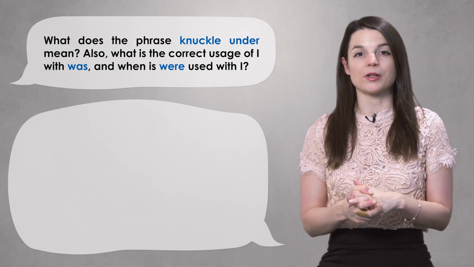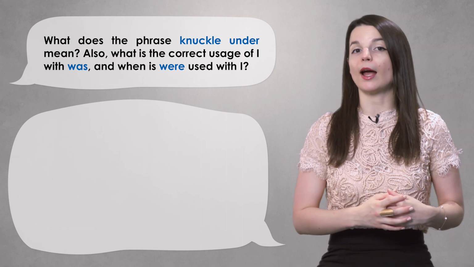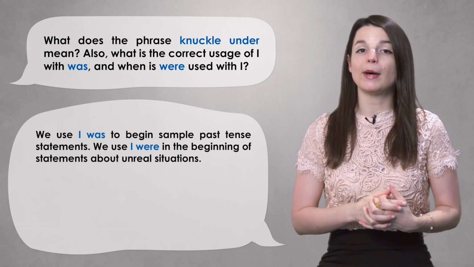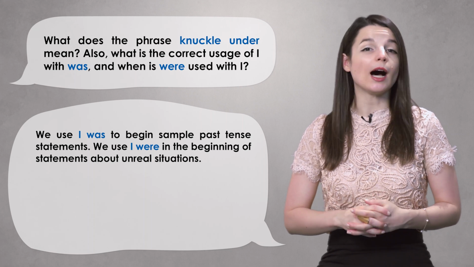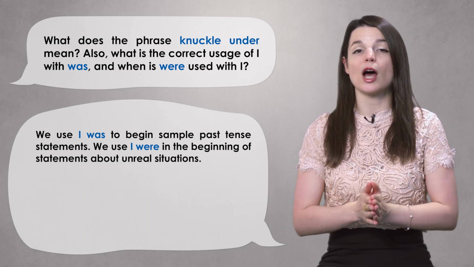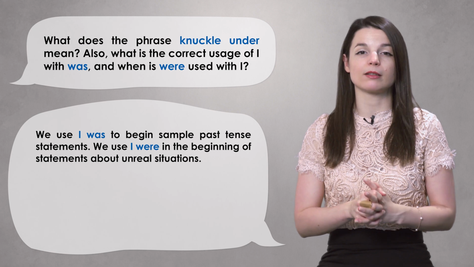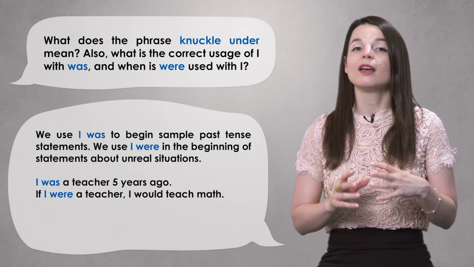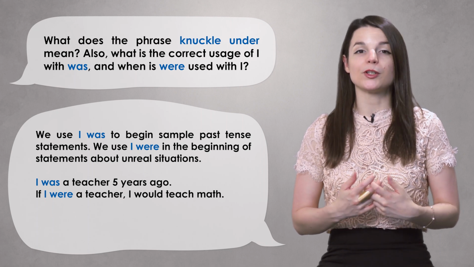Regarding your second question about using I was and I were, the short answer is that we use I was to begin simple past tense statements. We use I were to begin statements that are not true. They are unreal statements. For example, I was a teacher 5 years ago. And if I were a teacher, I would teach math.